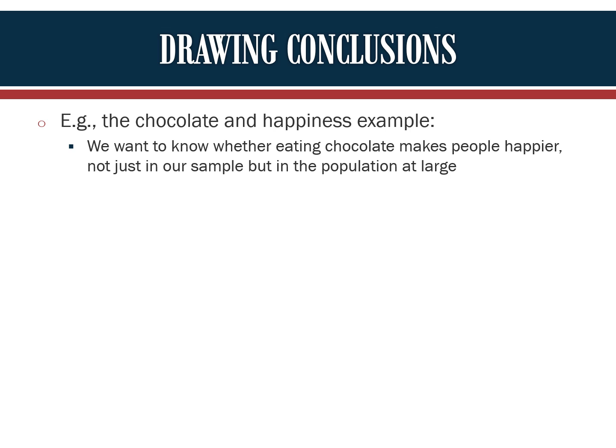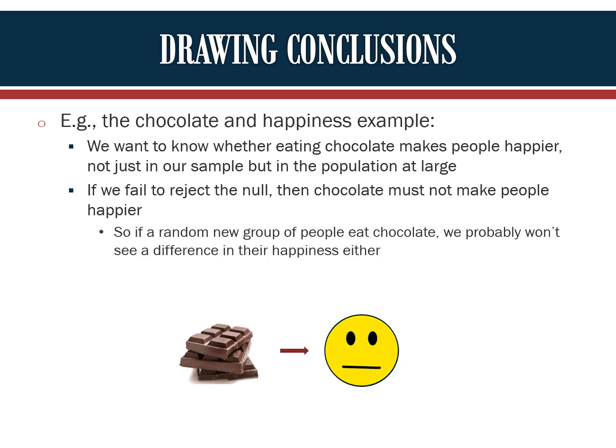If you think again about the chocolate and happiness example, with this hypothetical study, we want to know whether eating chocolate makes people happier, not just in our sample, but in the population at large, right? We don't just want to know, does eating chocolate make our sample happier? We want to know, does eating chocolate make people happier? So if we fail to reject the null, so if we say, looks like there's no effect, then that means chocolate must not make people happier. That means that if we gave a random new group of people chocolate and had them eat it, we probably won't see a difference in their happiness either.